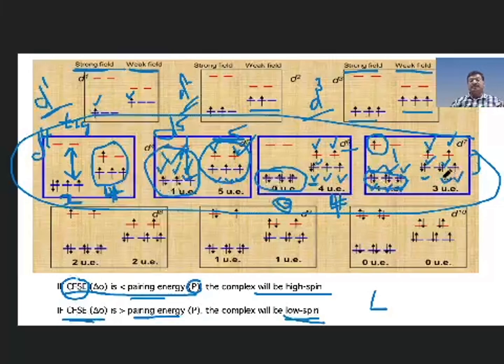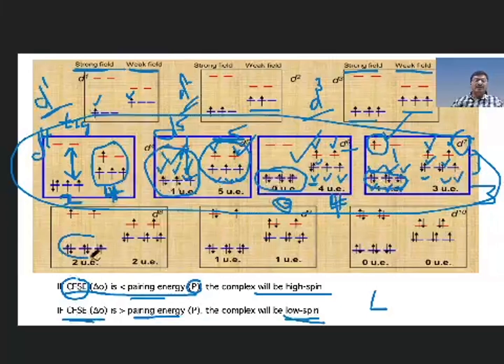This is the d6 electronic configuration, and d7 electronic configuration, low spin compounds 1 electron and high spin compounds total 3 electrons. And when you come to the d8, d9 and d10, these have the same number of unpaired electrons. And when you come to filling of electrons, same.